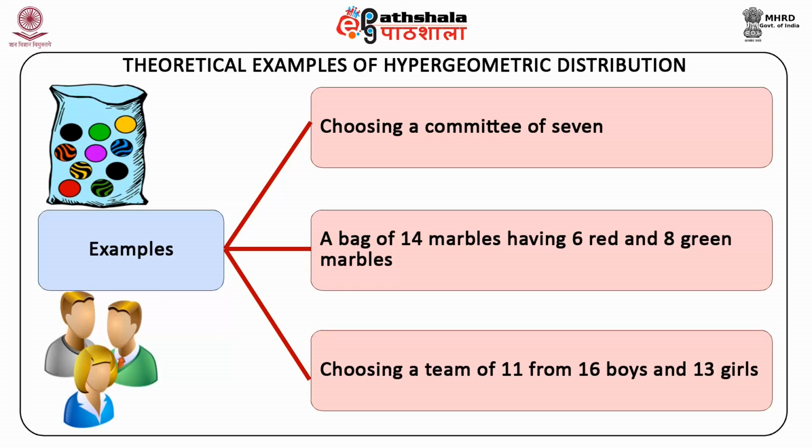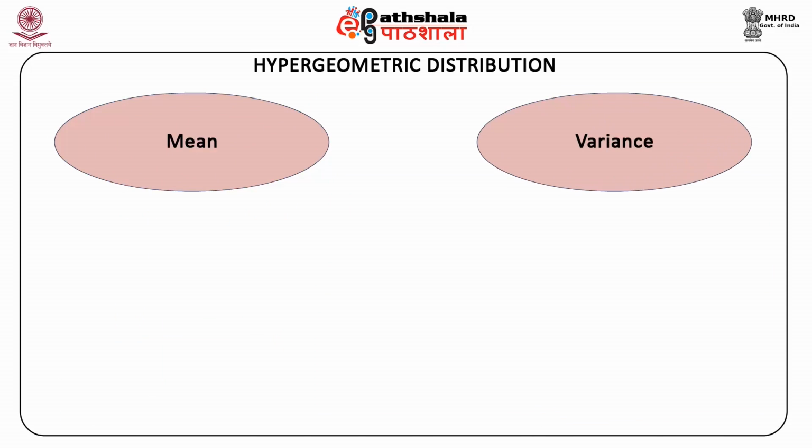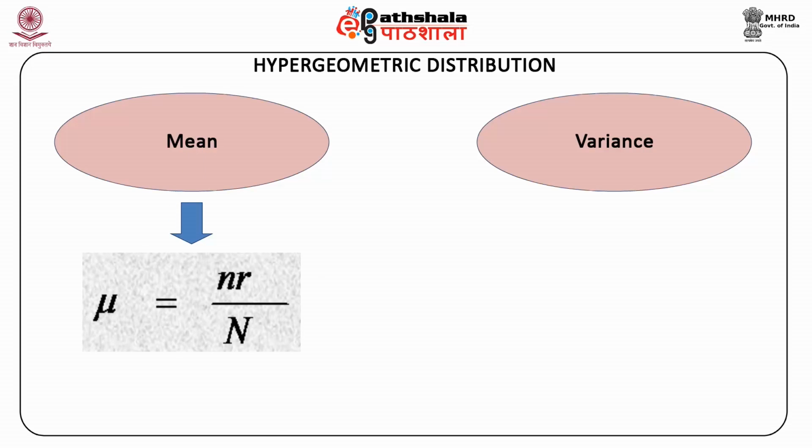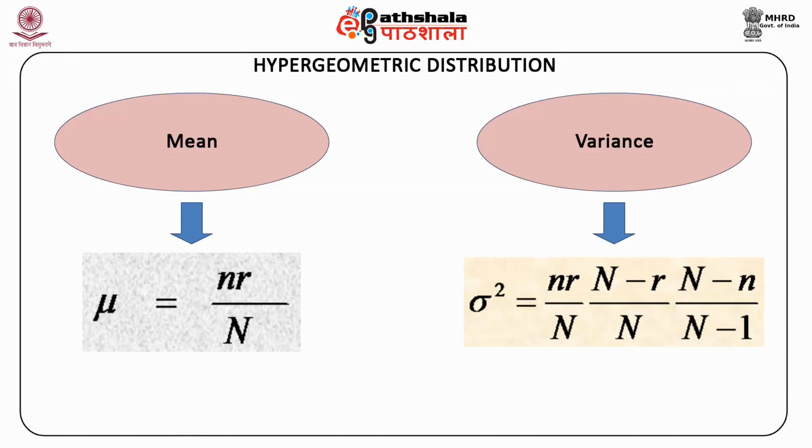Slide 47. The mean and the variance of the distribution are given as follows. Mu is equal to nR upon capital N. Sigma square is equal to nR upon capital N, times (N minus R) upon capital N, times (N minus n) upon (N minus 1).